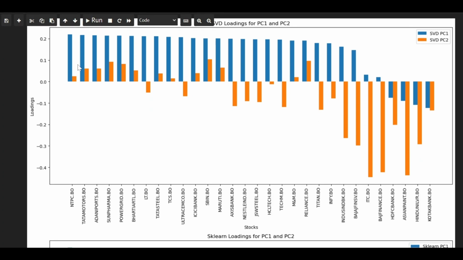So if you are just trying to beat the index, or if you are risk seeking, you can invest your money here: NTPC, Tata Motors, Adani Ports, Sun Pharma, Power Grid, etc. They are going to give some very high returns, though at the most optimal risk.